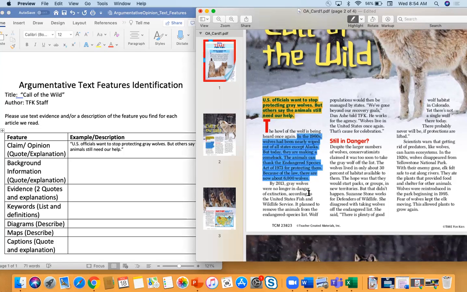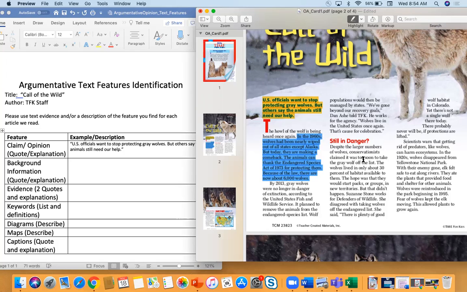By 2013, gray wolves were no longer in danger of extinction, according to the United States Fish and Wildlife Service. It planned to remove the animals from the endangered species list. Wolf populations would then be managed by states. "We've gone beyond our recovery goals," Dan Ashe told TFK. He works for the agency. "Wolves live in the United States once again. That's cause for celebration."